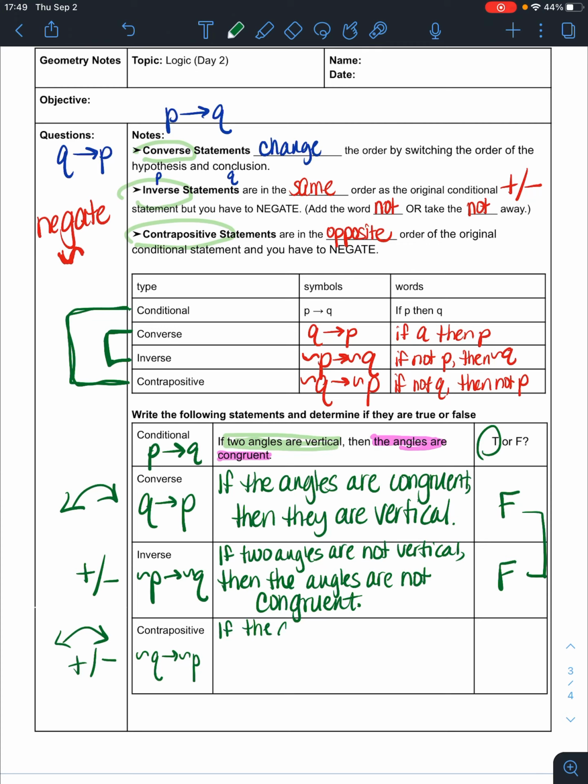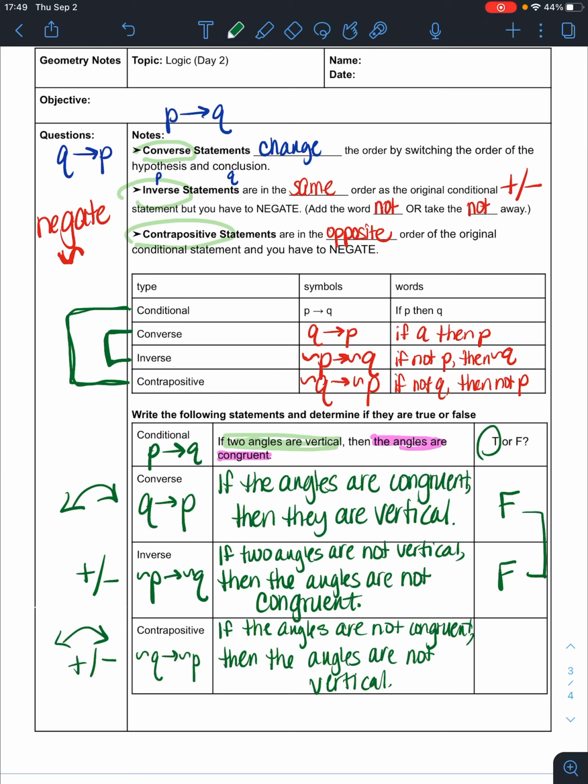So if the angles are not congruent, remember you negate your original statement. The original conclusion was the angles are congruent, so we're saying that the angles are not congruent. We're writing it first. Then the angles are not vertical. And see, it gets all kinds of complicated. Now they're not congruent, they're not vertical.